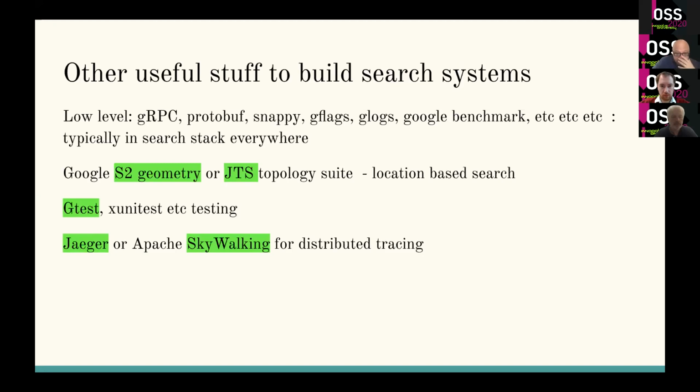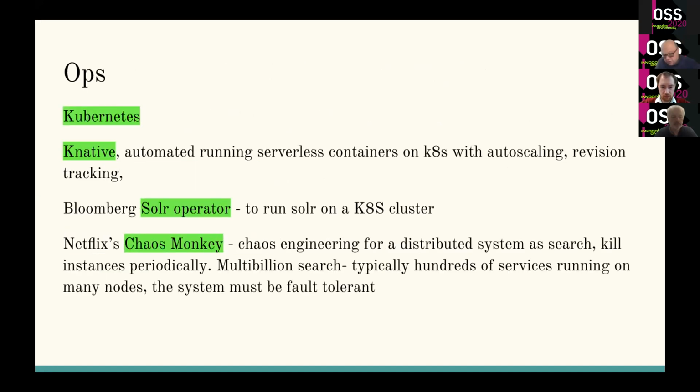Certainly, big search systems are massively distributed. So distributed tracing is important for debugging and understanding the system: Jaeger, Apache SkyWalking. Open source helps you build your operations for this. And then of course, search operations.